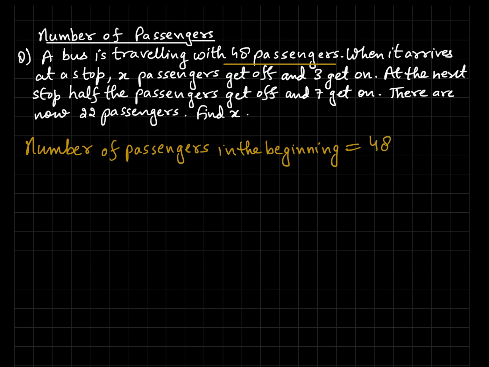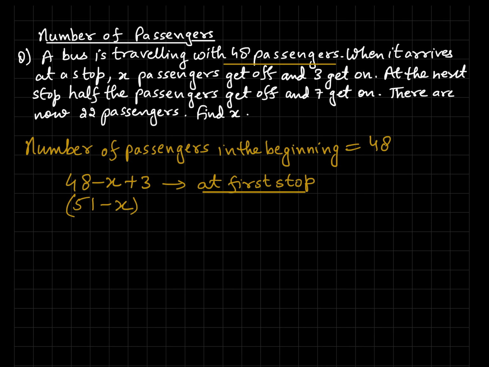When it arrives at a stop, X passengers get off. So 48 minus X, and 3 get on. Now this is at the first stop. Number of passengers at the first stop is 48 minus X plus 3. You can say 48 plus 3 is what? 51 minus X. So this is the number of passengers at the first stop.